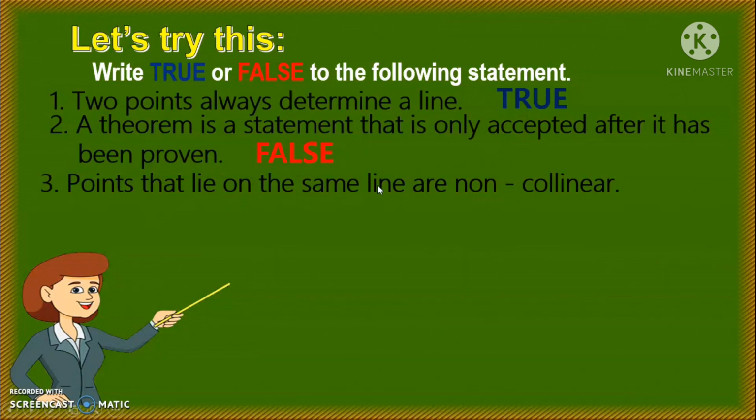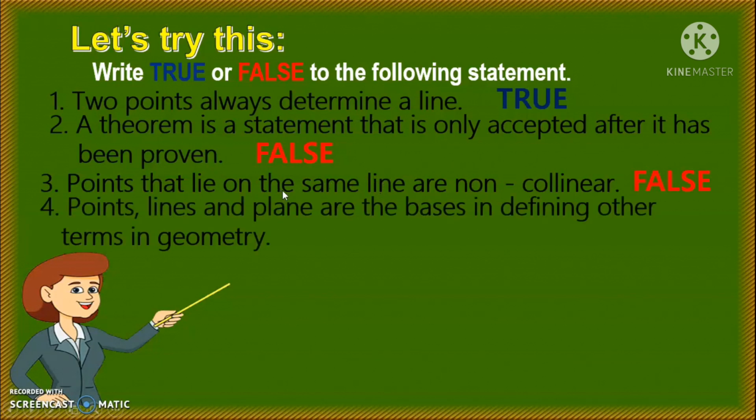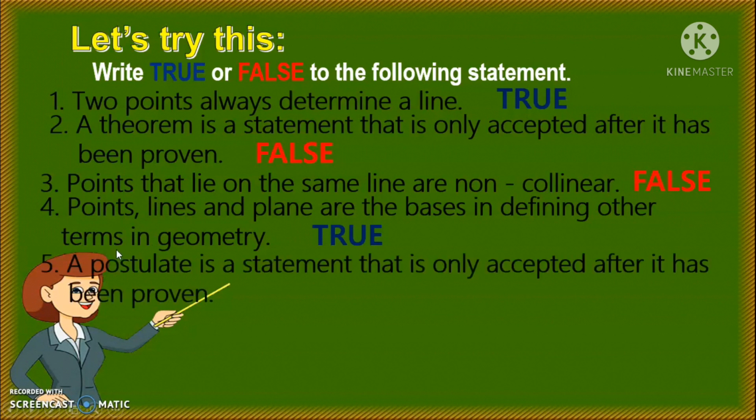Then, number 3, points that lie on the same line are non-collinear. True or false? That is false because points that lie on the same line are collinear. Number 4, points, lines, and planes are the basis in defining other terms in geometry. That is true kasi ito yung mga bases in defining other terms in geometry.